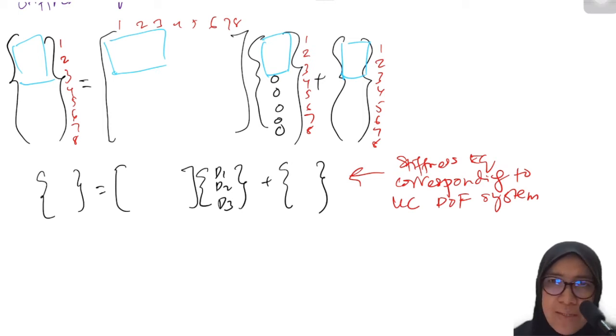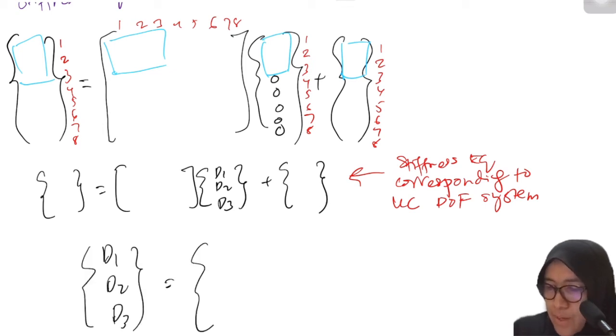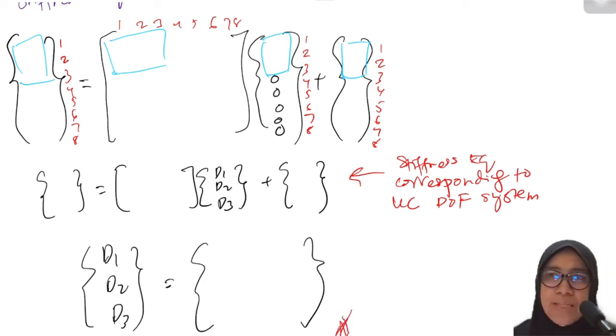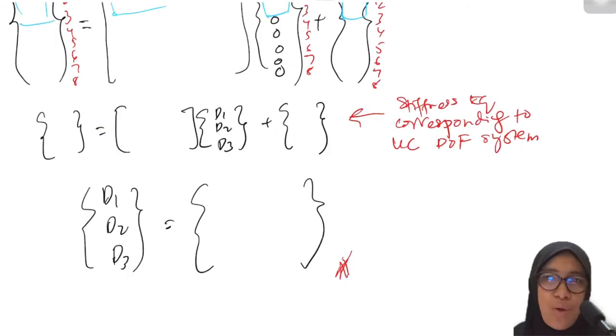So we solve this and we will get D1, D2, and D3. Okay, straight away we get the value. Okay, this is when we don't need to consider the effect of support settlement.